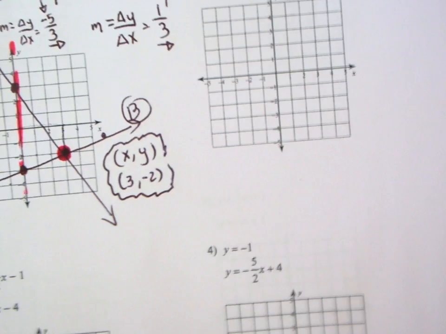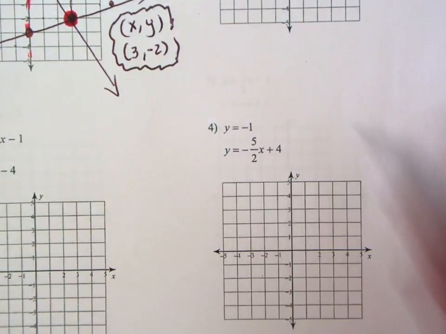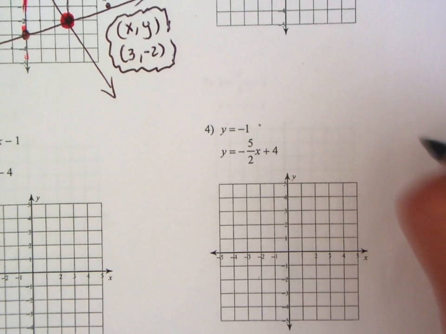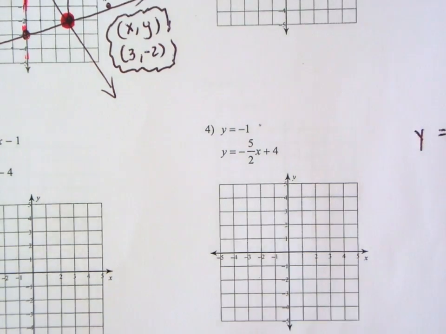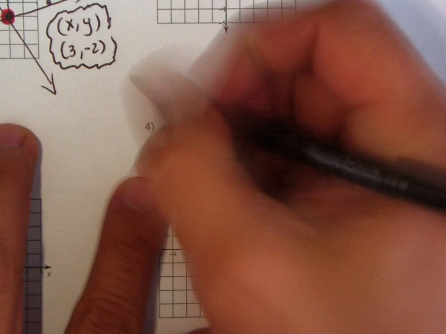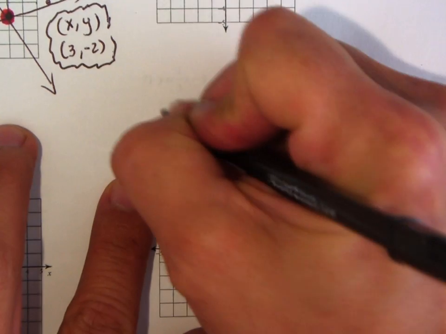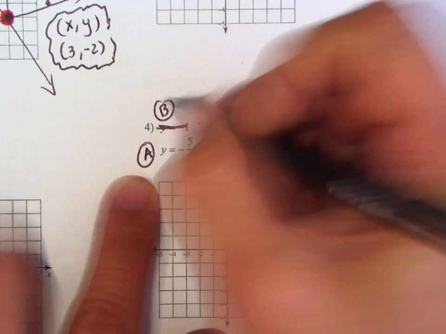Okay, so the other one should be pretty easy. This one's a little bit trickier, so let's try this. So we're going to put the y is -1 right here, and put it aside. So let's go ahead and do the first one. I'm going to make this one A and this one B. Okay? So here we go.